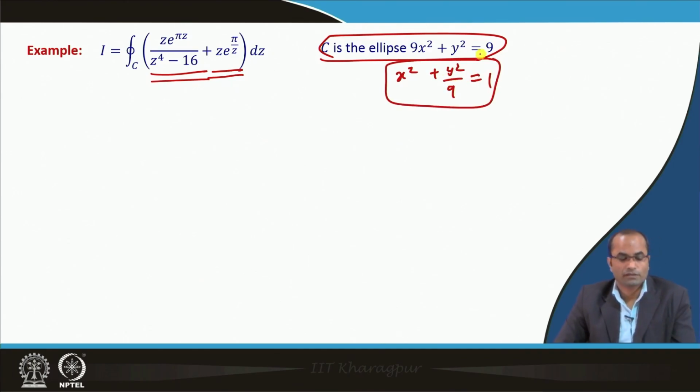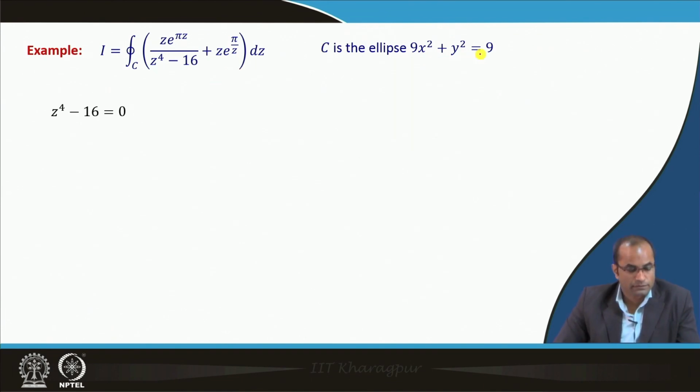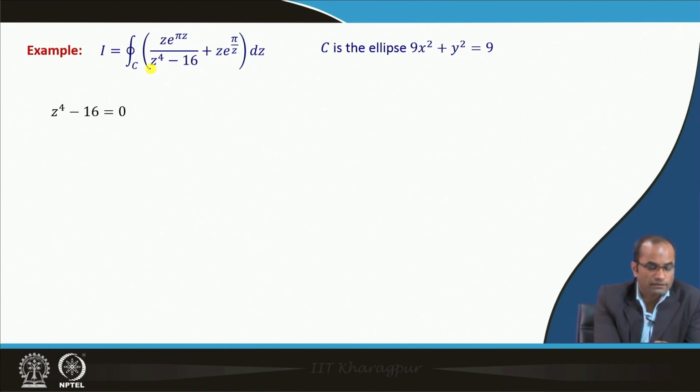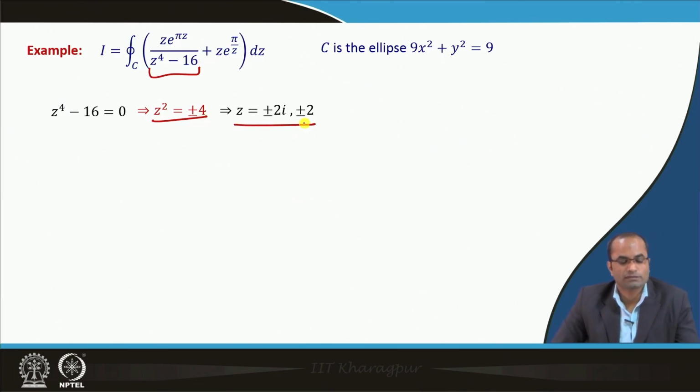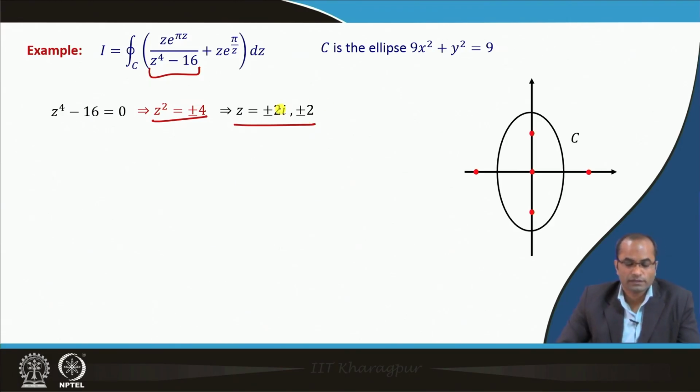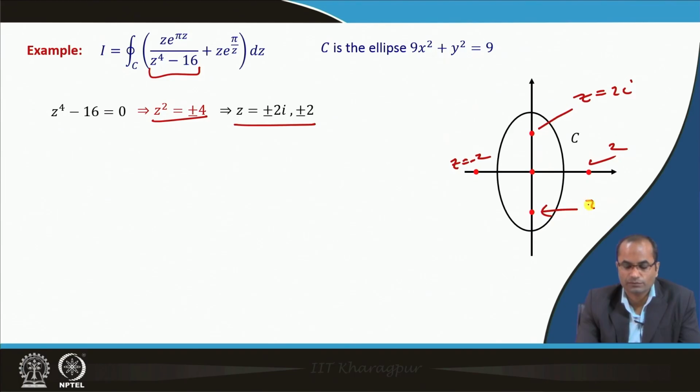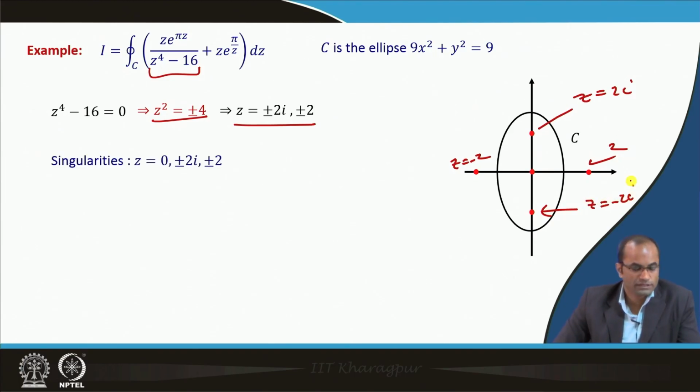So, this is the ellipse there, and if we look at the first portion here, because of z^4 minus 16, we have z^2 equal to plus minus 4, and therefore z is plus minus 2i and plus minus 2. So, these are the 4 points where this function breaks down, these are the singular points. So, this is z equal to 2, here we have z equal to minus 2, then z equal to 2i, and then z equal to minus 2i.